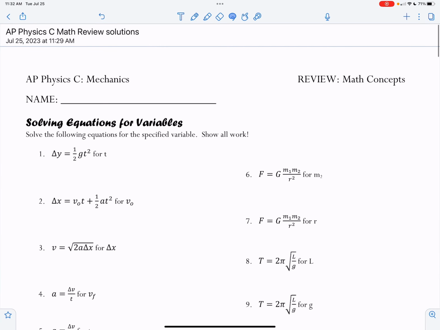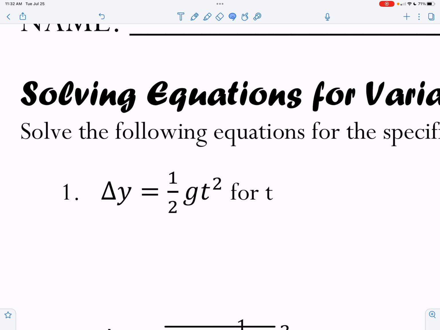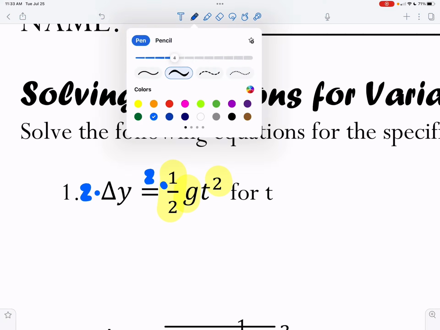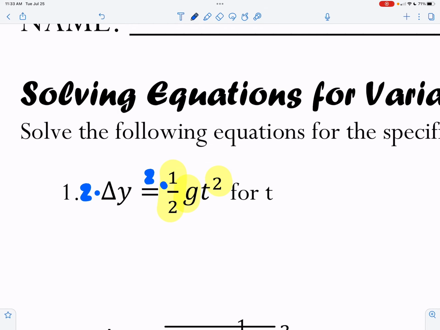So in this first section, we're taking these 9 physics equations and we're going to solve them for the indicated variable. So in the case of number 1, we're trying to solve for t. But in order to get t by itself, you're going to have to get rid of the half, the g, and the squared. So let's start off with the half. The first thing I can do is multiply both sides by 2.